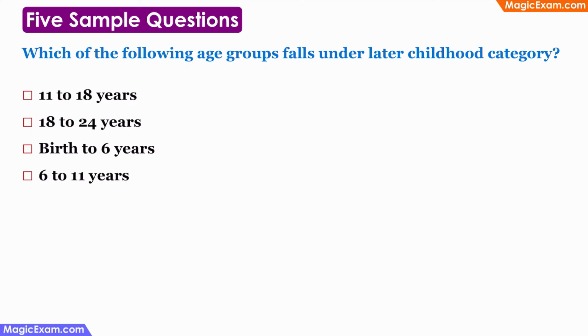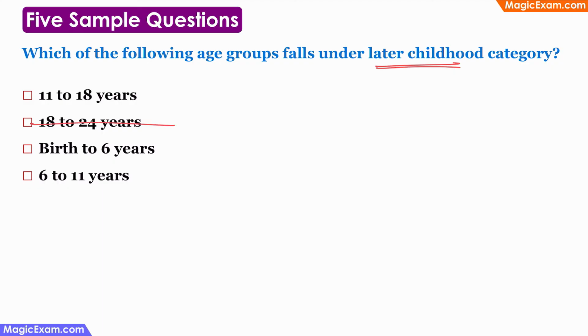In this question, we are being asked which of the following age groups falls under the later childhood category. Now, if you remember the table that we discussed earlier in this video, the table where we spoke about the various stages of development on the basis of age, so you can easily answer this question. And even if you don't remember that table, you can still use your common sense to answer this question. For example, if you look at 18 to 24 years, that is adulthood, right? That's a grown-up person. Therefore, this cannot be childhood.